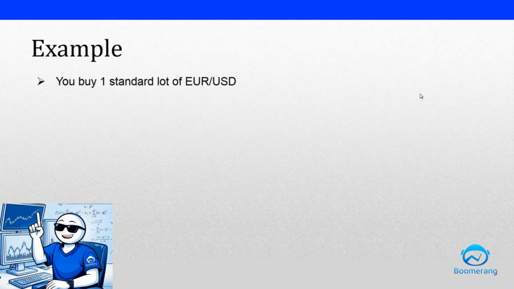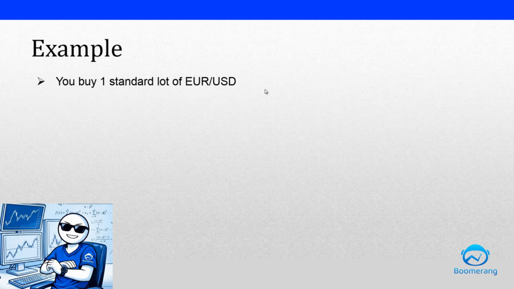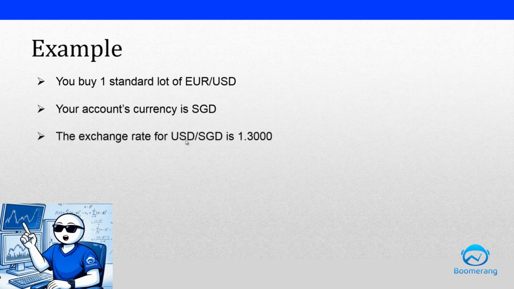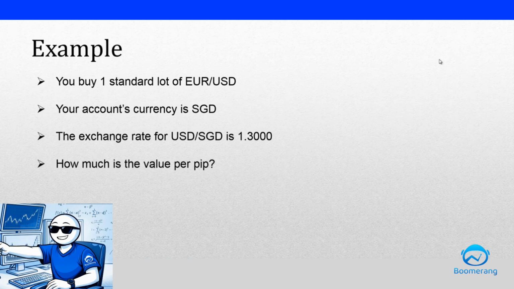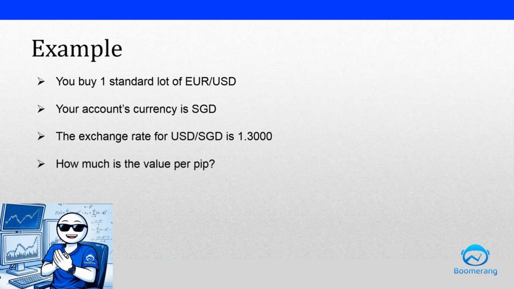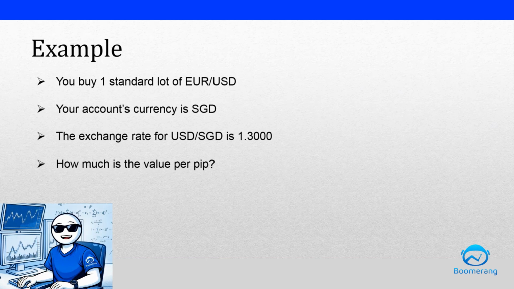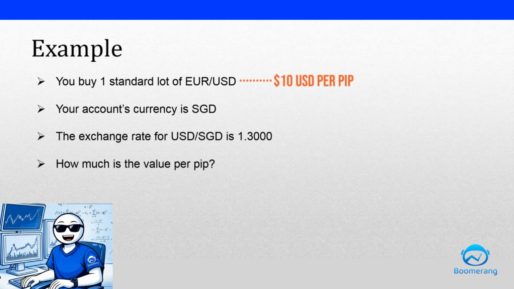So let me give you an example, because examples ease your pain. Number one, let's say you buy one standard lot of EUR/USD. Your account currency is in Singapore dollars. The exchange rate between the USD and SGD is 1.3. How much is the value per pip? So let's again do this simple exercise. One standard lot is 100,000 units. When I say one standard lot is worth $10 per pip. Okay, $10 per pip.